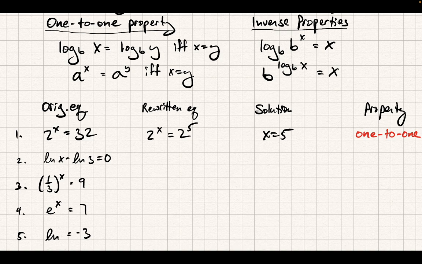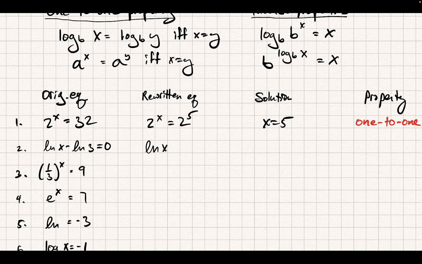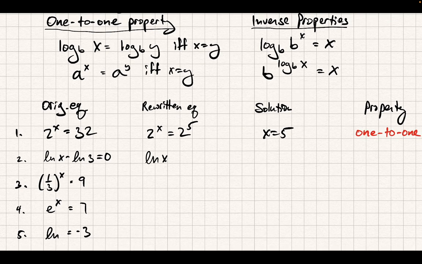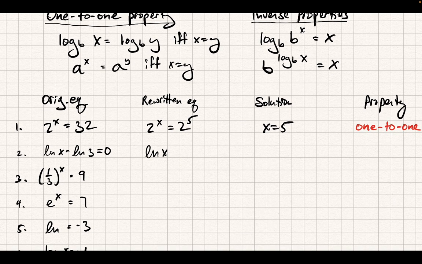Log natural of x minus log natural of 3 equals 0. If log b of x equals, well, it started off subtracted. If x is 3, then they subtract. Natural log of x plus 0 equals natural log 3. Can't you just do log natural of x equals log natural of 3? Yes.